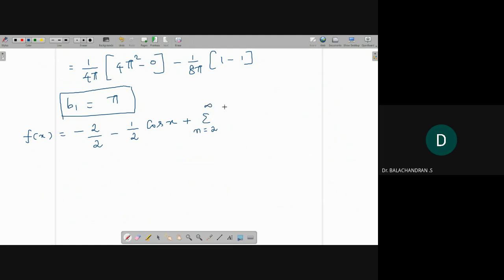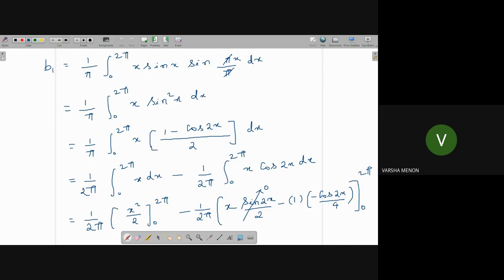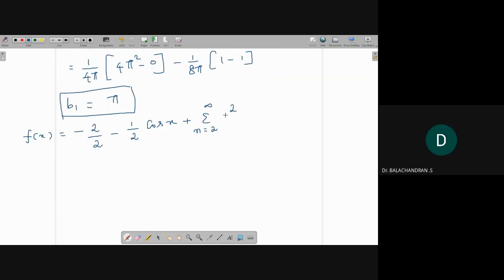What is now an? 2 by n square minus 1, into cos nx. Sir, for b1 also we should write this. Yes, I will write it. First I will finish an and then I will write b. And then we know that b1 is pi into sin nx, n is 1, plus bn is 0, so I'll put 0. So now I just rewrite f of x is equal to minus 1 minus half into cos x.